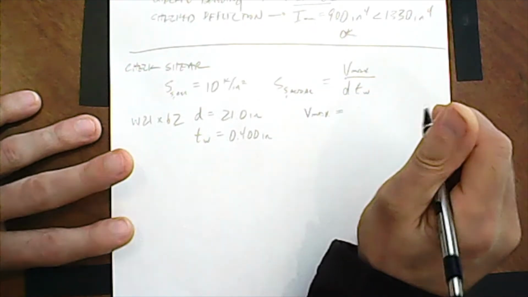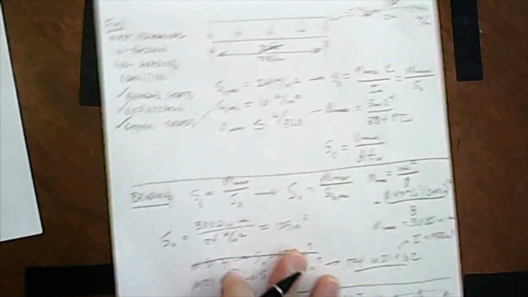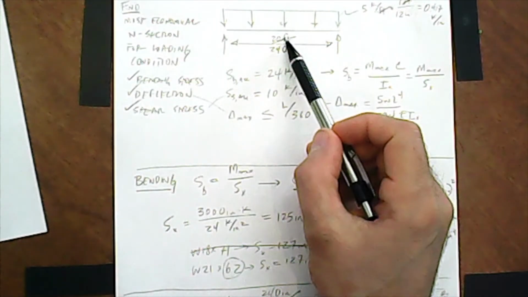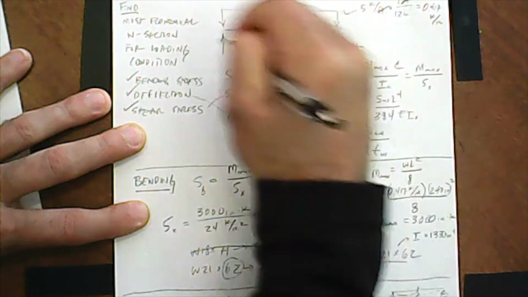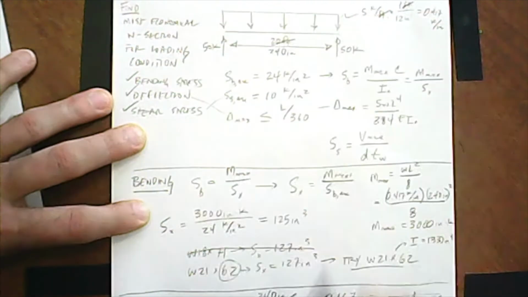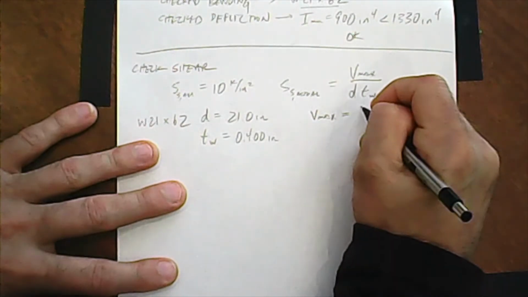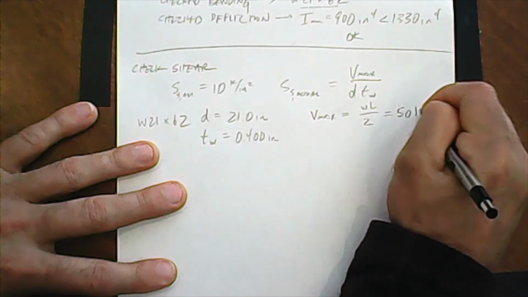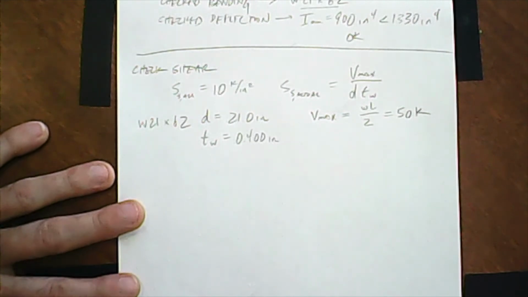And Vmax, if you look in Appendix H, you're just going to see it's the value of the reaction. And the reaction in this case is we have 5 kips per foot times 20 feet. That's 100 kips. So each of these babies is going to be 50 kips. You can also think of it as WL over 2, which it says in the Appendix H. So this will be WL over 2, which is going to end up being 50 kips if you crank through that. So that's our Vmax.